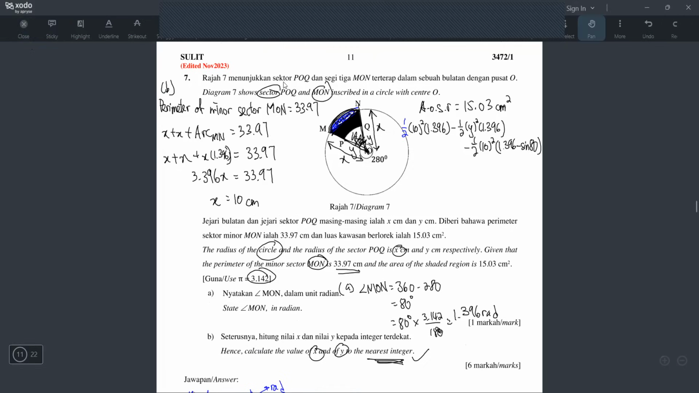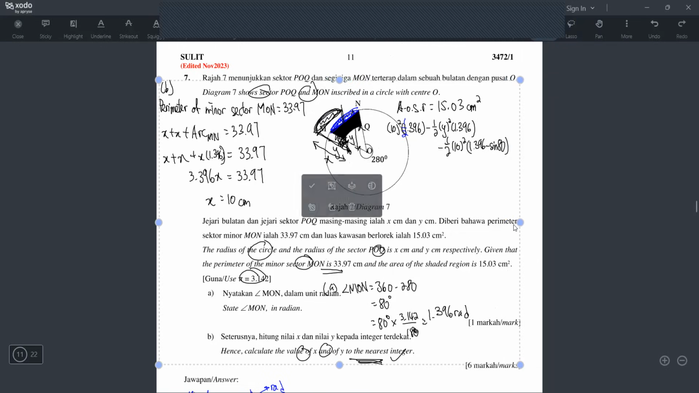Okay, is there any way to make this smaller? Let's see. Okay, maybe a bit.